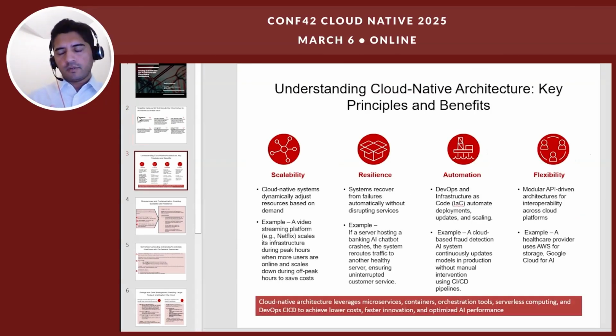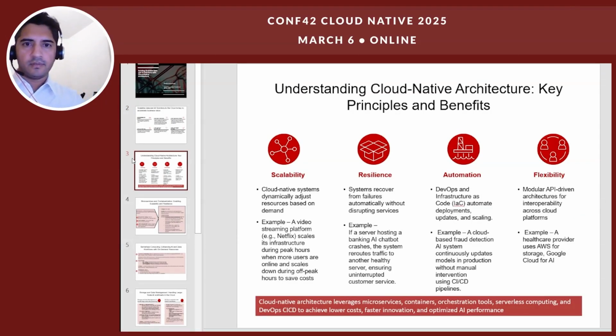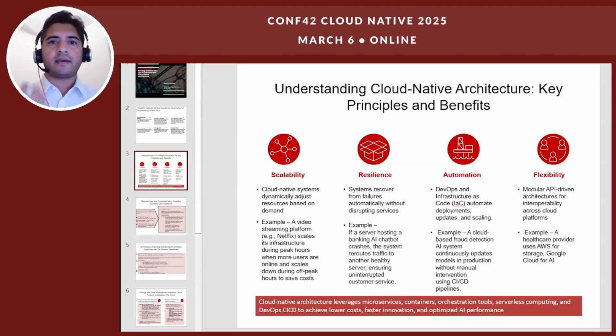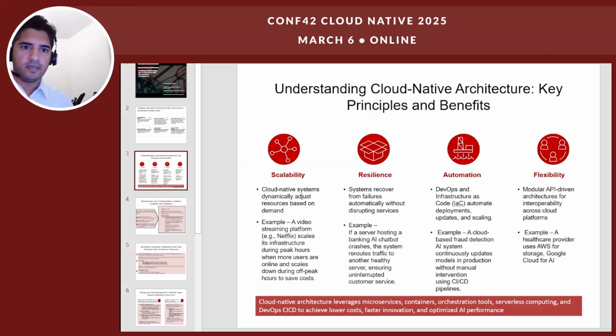Going forward, to understand a bit on the cloud native side, it is very foundational to know what cloud native means, which is to design, build, and run applications specifically optimized for cloud environments, right? So instead of traditional on-premise infrastructure, cloud native applications leverage the true power of cloud capabilities such as scalability, resilience, automation, flexibility, and so on.